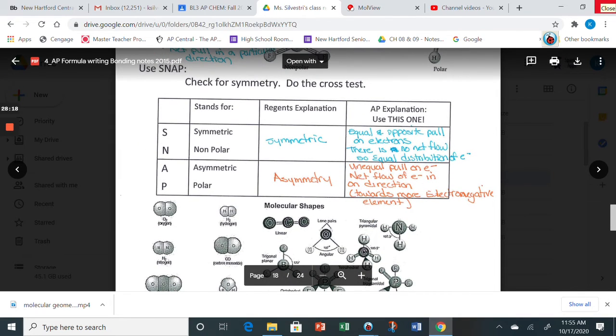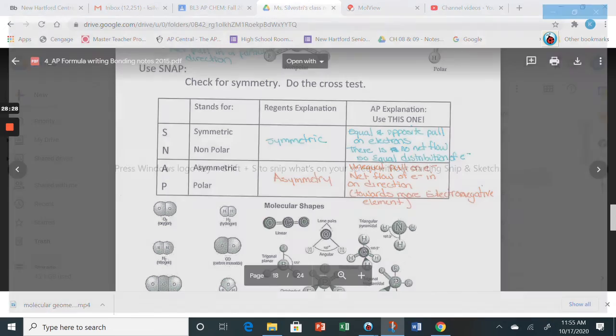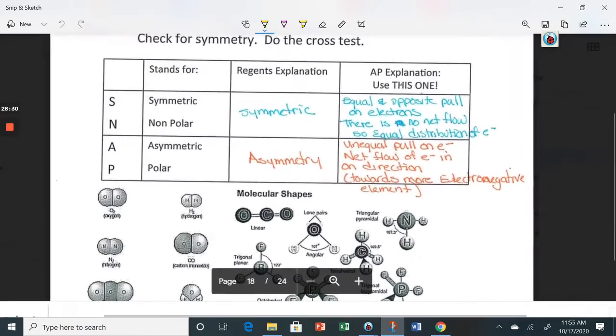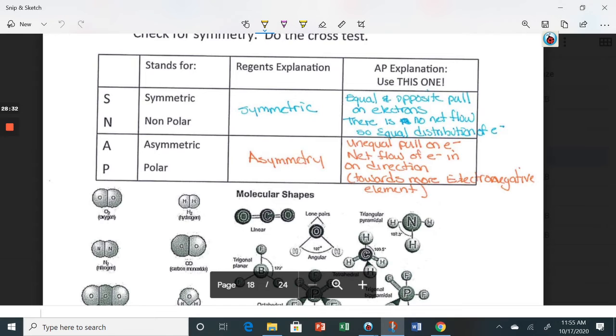In Regents, and you can use this as a quick check in AP, there's this thing called SNAP. It's a symmetry-based thing, and in SNAP, we are looking at that symmetry. So if something is symmetric, then it is nonpolar. And for Regents, you can just say it's symmetric, therefore it's nonpolar.